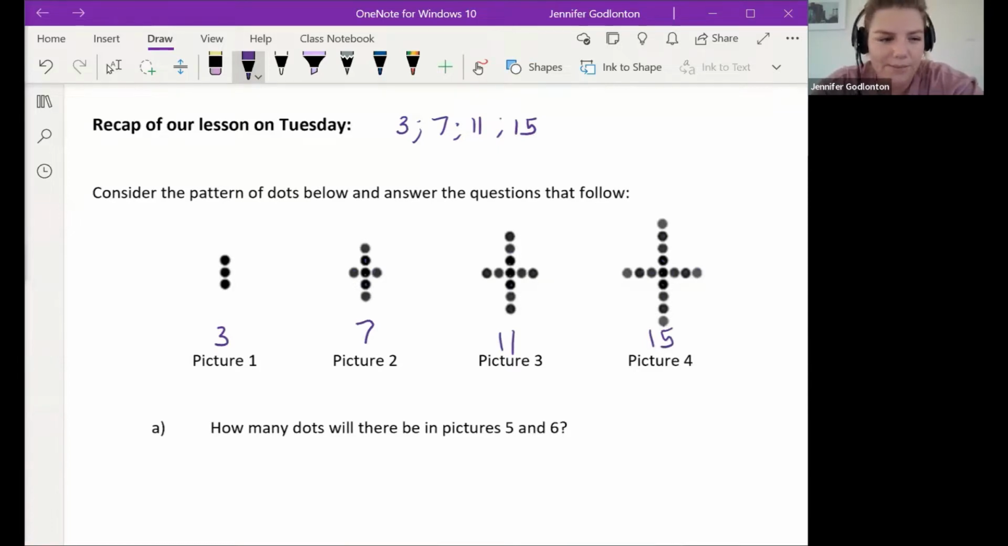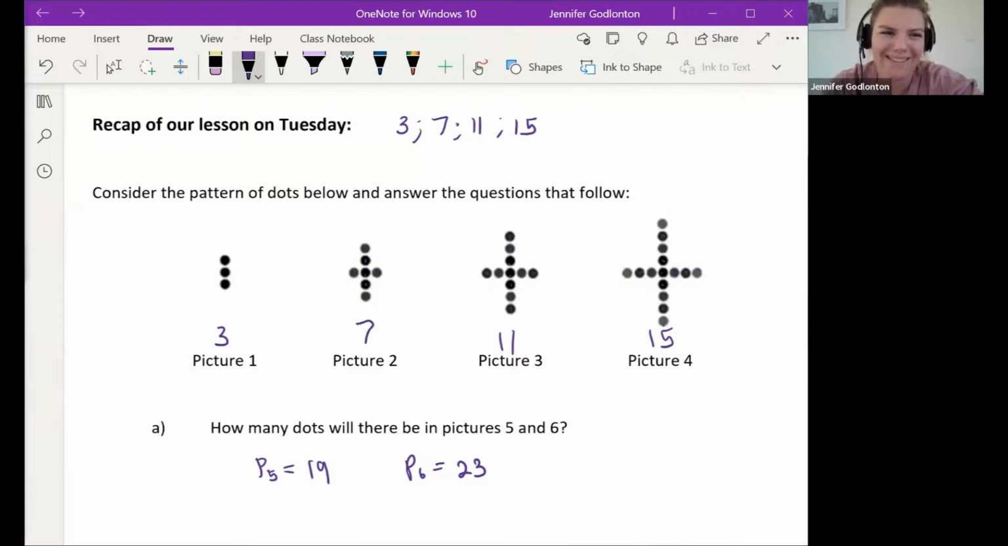Don't overthink it. 19, yes, Tiana, 100%. Picture 5 is going to have 19 dots, and picture 6 is going to have 23 dots. How did we know that picture 5 was going to have 19 and picture 6 was going to have 23? How did we know that?